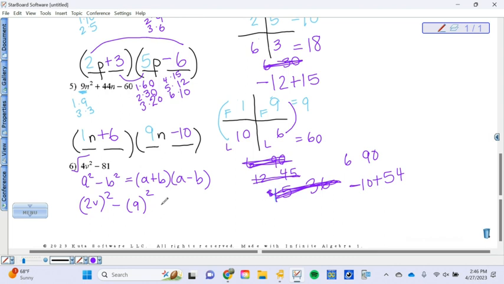Okay, so this factors to be a plus b times a minus b. So it's 2v plus 9, 2v minus 9.